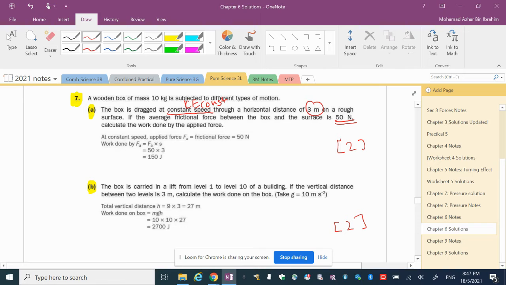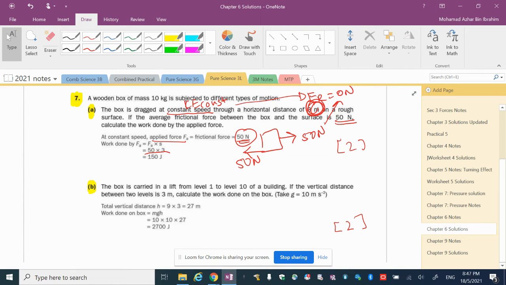All right. So because he's traveling at constant speed, you know for a fact that the resultant force is 0 newtons, which means if the box is moving and it experiences 50 newtons of frictional force, that means the driving force must also be 50 newtons for it to result in a resultant force 0. So that's why they make the assumption here the applied force is equivalent to 50 newtons. So work done is just force times distance. It travels a distance of 3 meters. Then just force times distance 50 times 3.